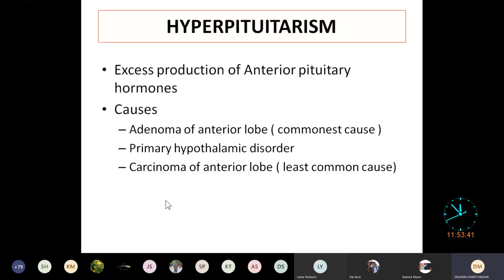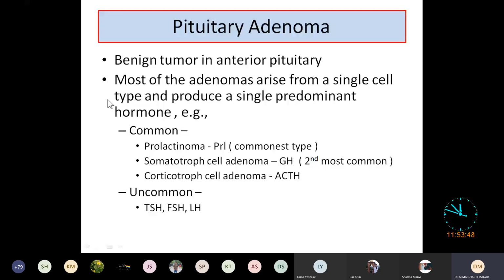So now we'll come to the pituitary adenoma. Pituitary adenoma is a benign tumor in the anterior pituitary. So we are talking about the anterior pituitary only. It is a benign tumor. Okay, you must be knowing all those features of the benign tumor, isn't it?